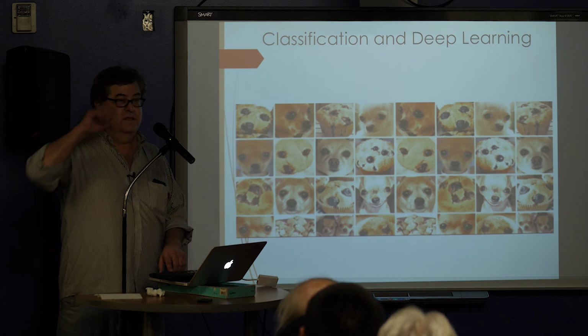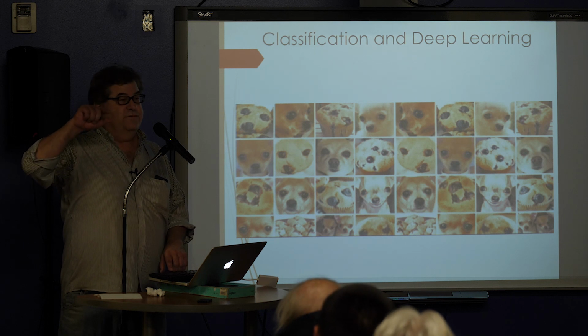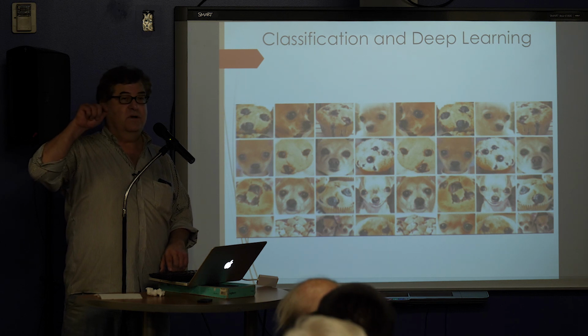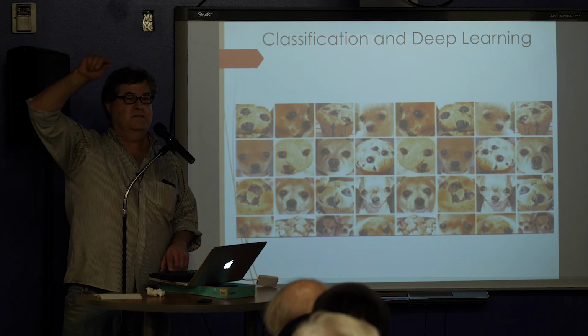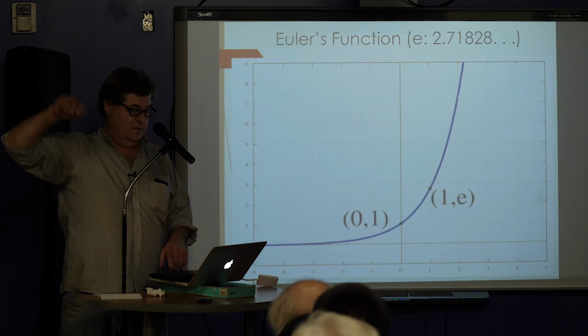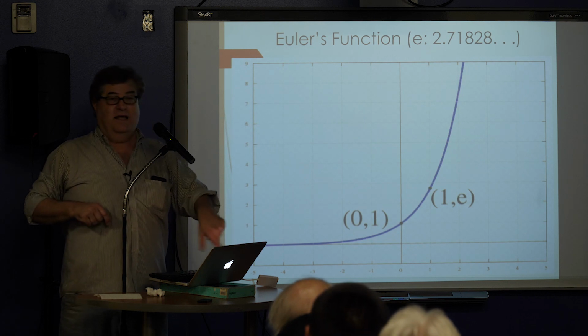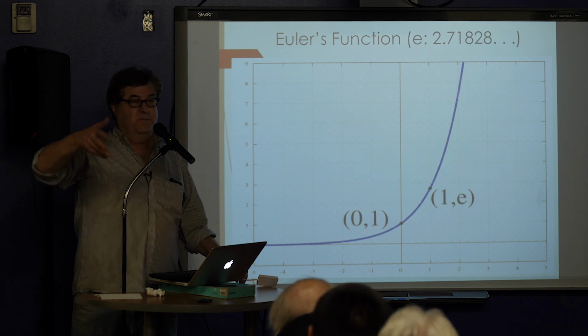Now I mentioned this sigmoid function. It's based on a number called Euler's constant. Anyone familiar with that? It's 2.718, etc. It looks like this. And it's got some interesting properties.